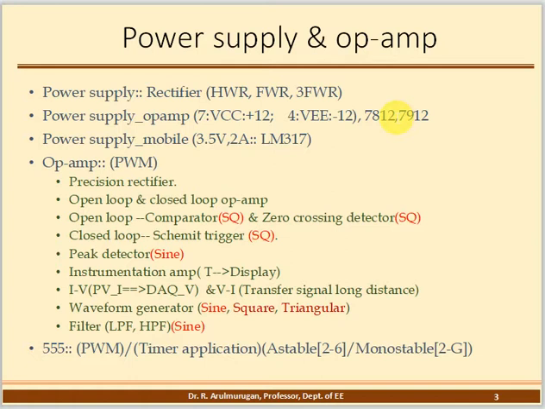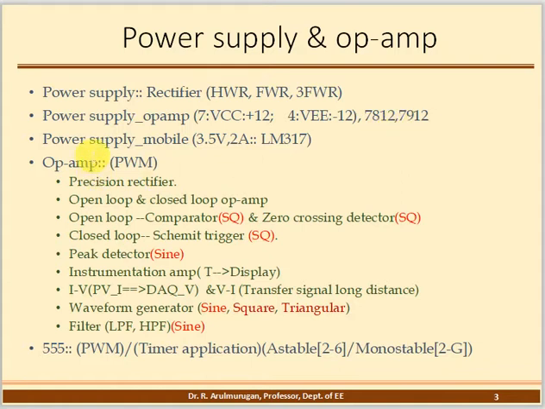7812 is a positive voltage regulator, and there is also a negative voltage regulator. Then the rectifiers: half wave rectifier, full wave rectifier, three phase full wave rectifier. These rectifiers are used to convert AC to DC power, and the constant DC voltage is given with the help of the voltage regulators.